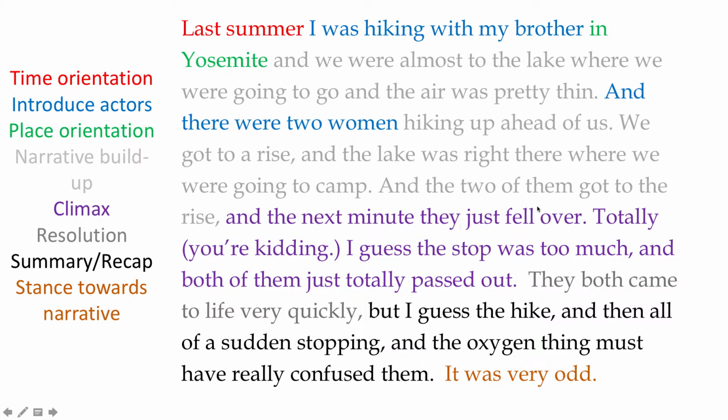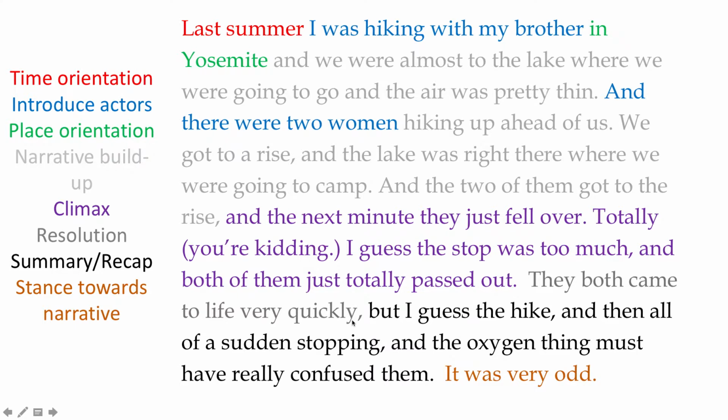The next minute, they just fell over. Totally. This is from someone else. You're kidding. I guess the stop was too much. Both of them just totally passed out. And then we have a resolution. How does this climax, this situation get solved? They both came to life very quickly.